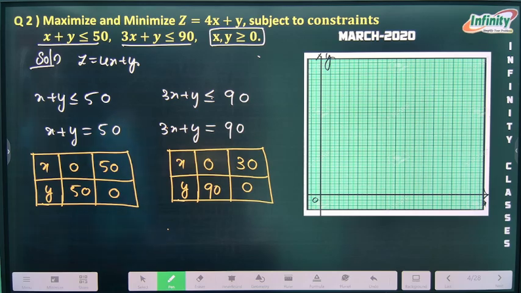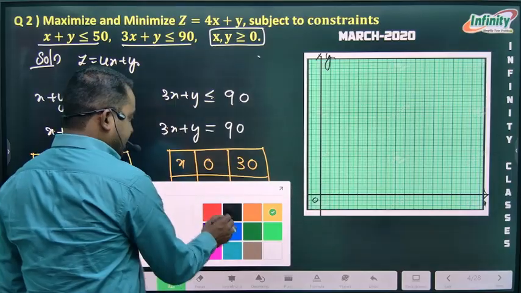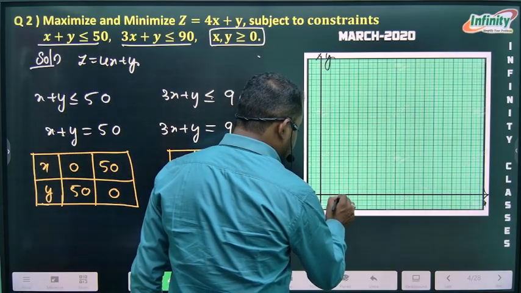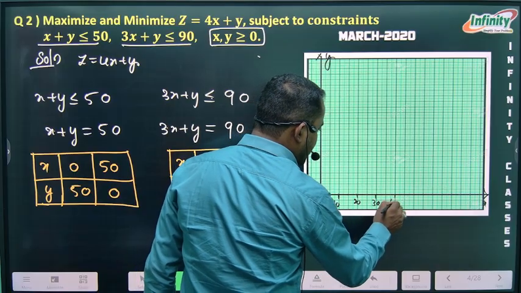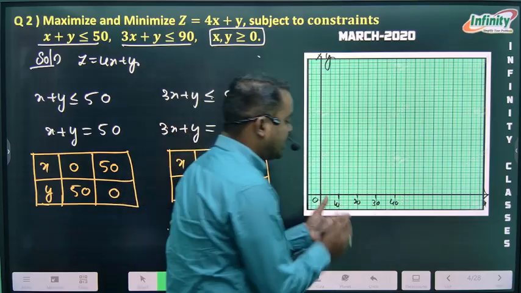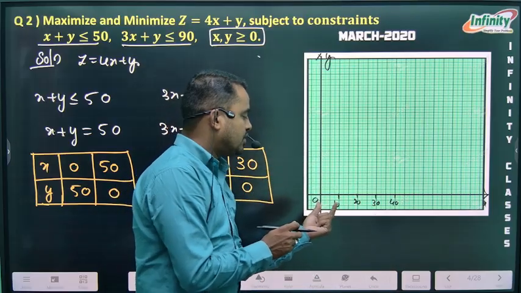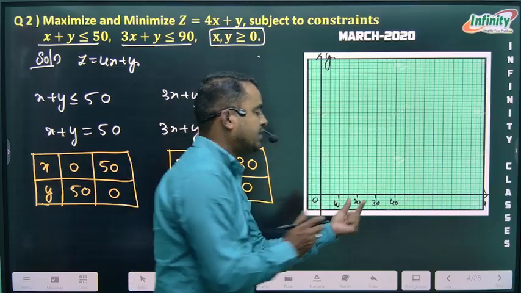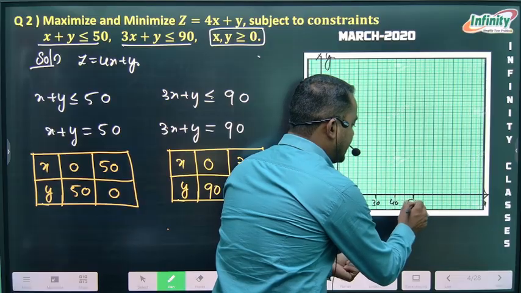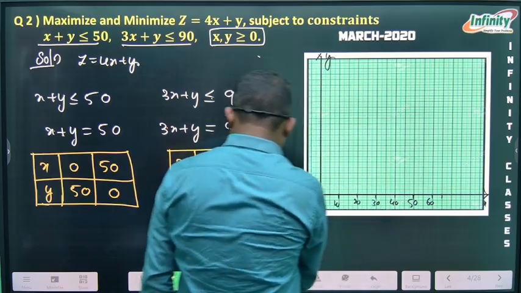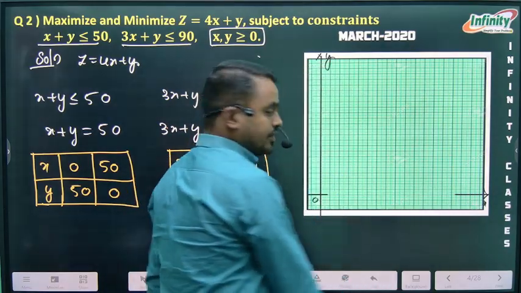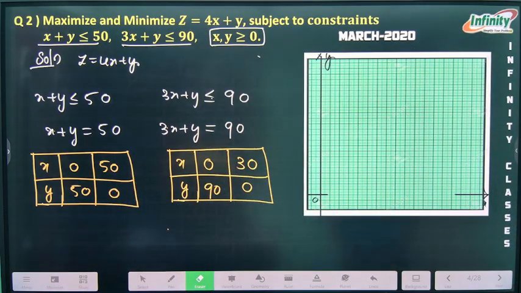And mark the points on the x-axis and y-axis. See here, on the x-axis I am writing 10, 20, 30, 40, 10, 20, 30. One unit is equal to what? 10, 10 difference. One unit is what? 10, 20, 30, 40, 50, 60. Once again I am writing here.